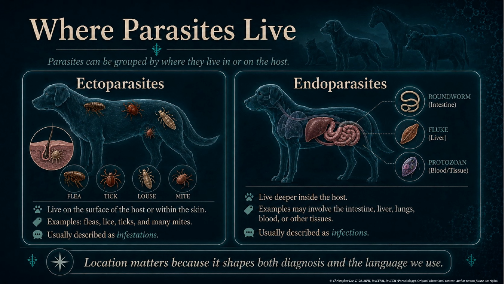Parasites can also be described by where they live. Ectoparasites live on the surface of the host or within the skin. Fleas, lice, ticks, and many mites are examples. Endoparasites live deeper inside the host, such as the intestine, liver, lungs, blood, or other tissues. This distinction also affects our language. Ectoparasites are often said to cause infestations, while endoparasites are often said to cause infections. That's not just a word choice. Location shapes clinical signs, diagnostic choices, treatment decisions, and prevention strategies.